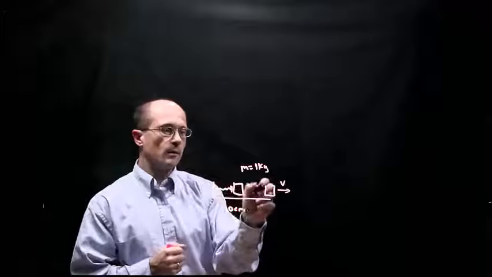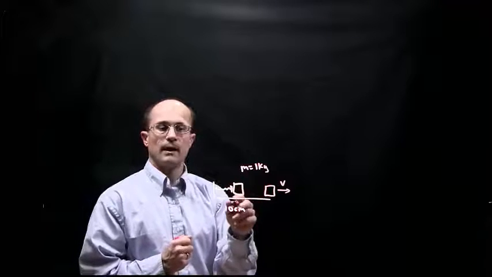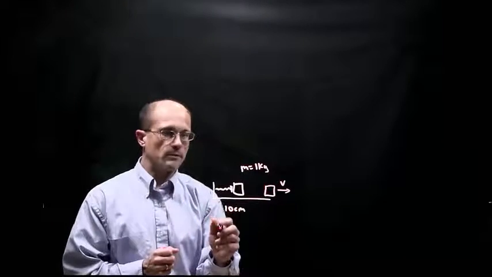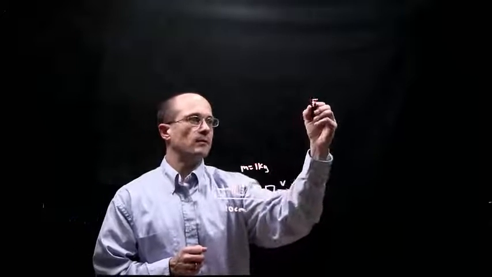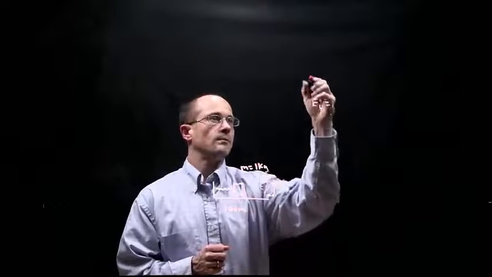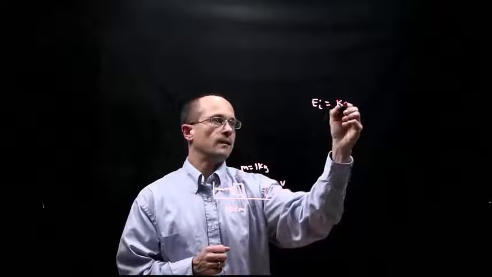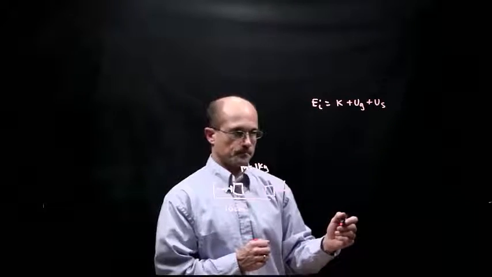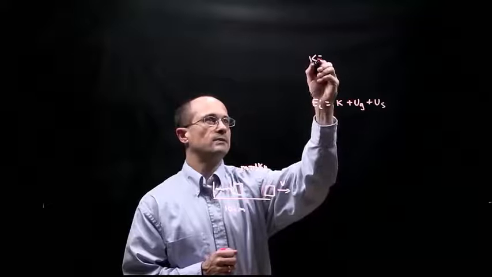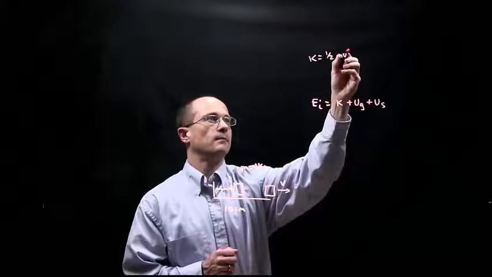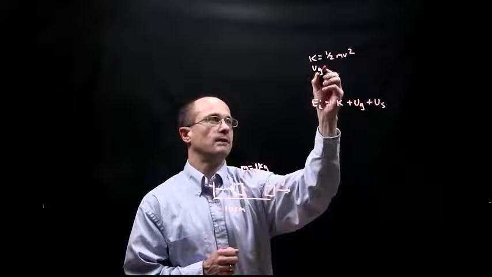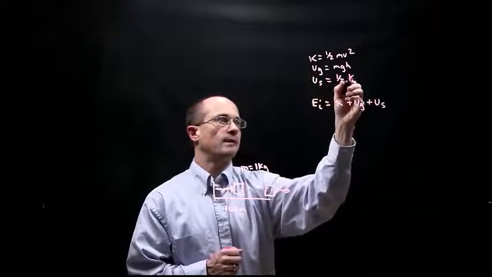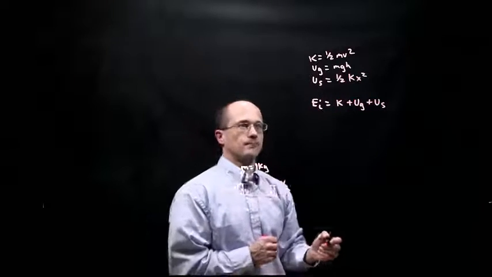So the question we want to know is, what is the spring constant for this spring? To look at this problem, we can use energy conservation, because the energy is going to be the kinetic energy plus the potential of gravity plus the potential of the spring. Kinetic energy is 1/2 mv final squared, potential of gravity is mgh, and the potential for a spring is 1/2 k x squared.